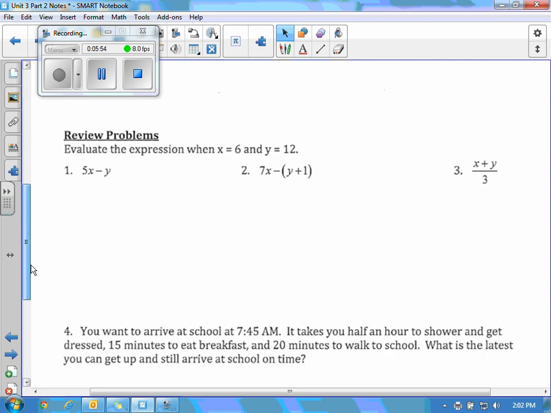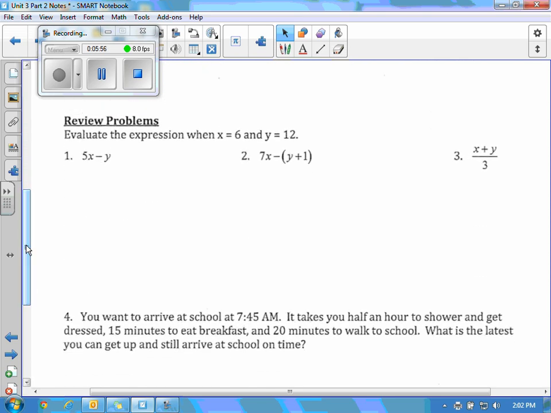If you look at the bottom of the page, review problems, those are always up to you, so do those on your own, and then check them with the answer key and ask me if you have any questions. All right, guys, that's it for Unit 3, Part 2.